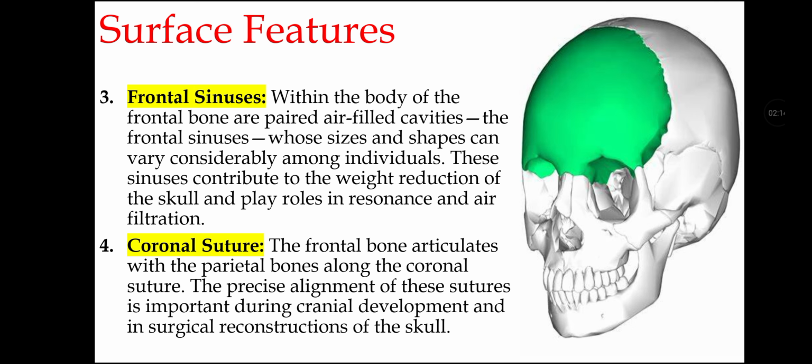Next feature is coronal suture. That is, the frontal bone articulates with the parietal bone, and their suture with the frontal and parietal bone is called as coronal suture. Precise alignment of these sutures is important during cranial development and in surgical reconstruction of skull.